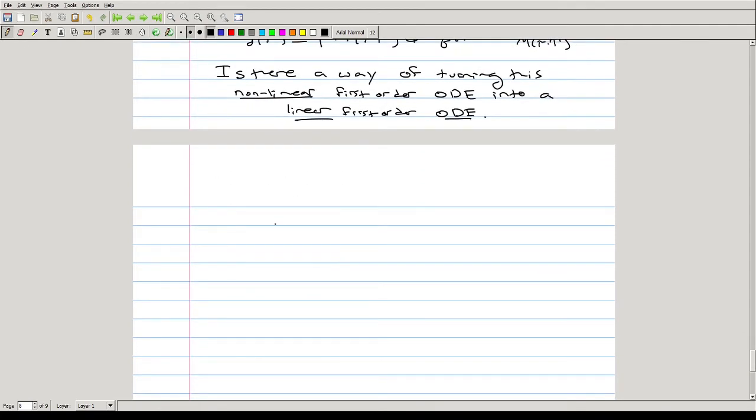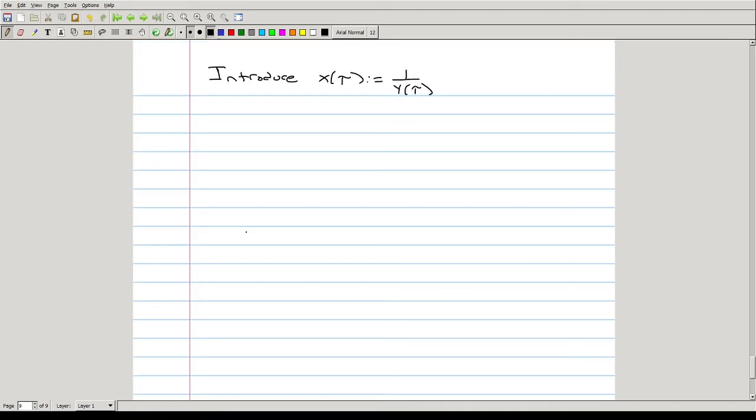So to solve this equation, we introduce the new variable x, or x of tau. It's a function of tau. And x of tau is defined as being 1 over y of tau. Now we can only do this if y is non-zero, so you got to be careful about plugging in this assumption. But as long as this is satisfied, then the derivative x prime of tau satisfies the following.